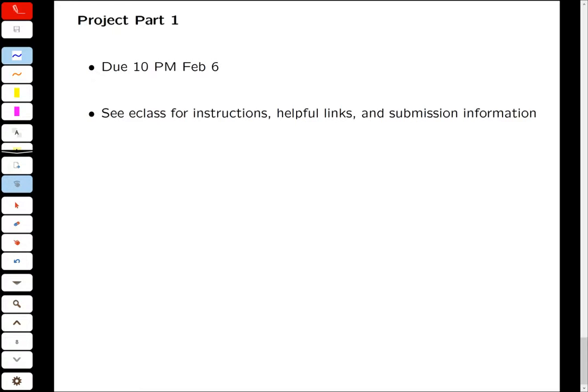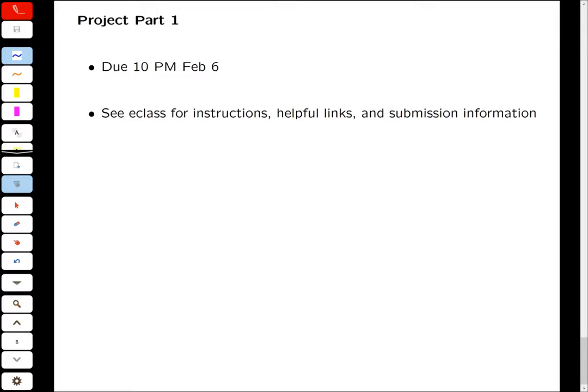Okay guys, let's talk about the next part of our project. This project has 3 parts to it. You've done the first part, which was just some measurements. I'm calling this part 1 because this is part 1 of our analysis of the project, our data analysis. We collected the data. And so we're going to go look at eClass for the instructions.